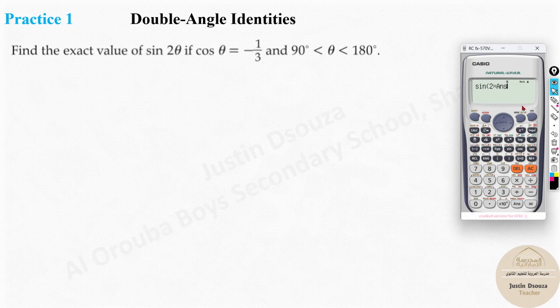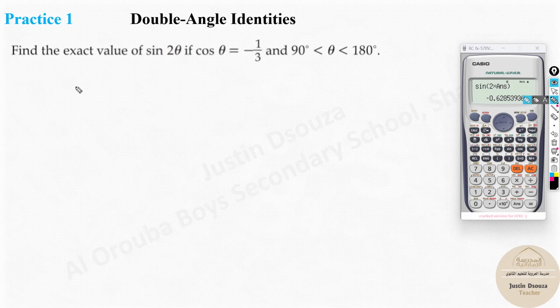That is the answer, that is 109.47. It's already saved, so I just put Ans. And this is the answer: 0.6285. Now here I'm getting a minus sign. But will the answer be negative? Yes, because it is sine 2 theta.